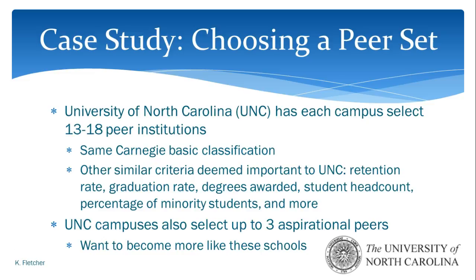After selecting their peer institutions, UNC campuses are also allowed to select up to 3 aspirational institutions. These are schools that they would like to become more like over time. Including aspirational peers in their assessment encourages them to keep setting higher goals.